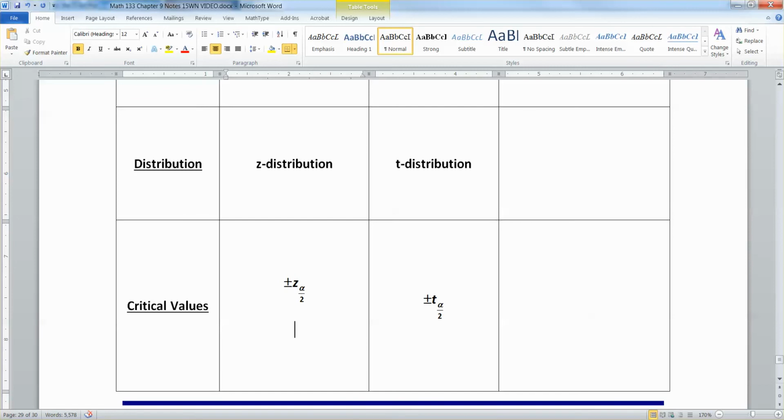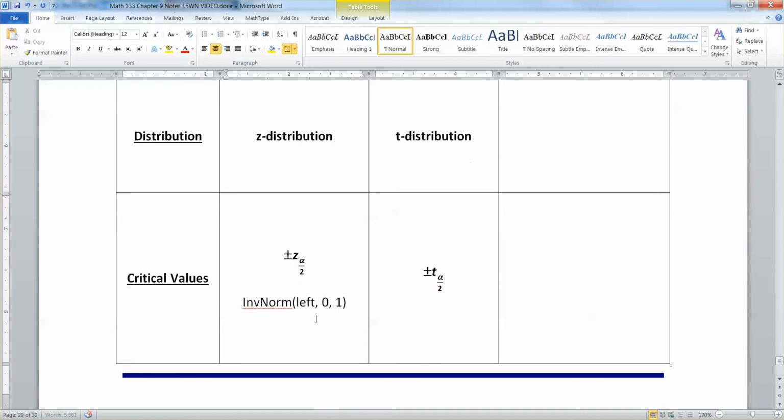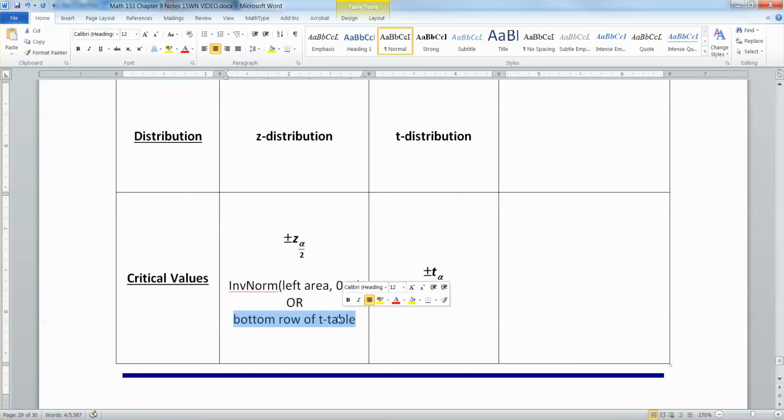So you find critical values with either inverse norm for z ones. So for z, you use inverse norm, area left, comma 0, comma 1. I should say left area. That way you can not get confused. Or the bottom row of the t table has some quick references. So if you use inverse norm, that's fine. That will always work. Bottom row of the t table has some of them, right?